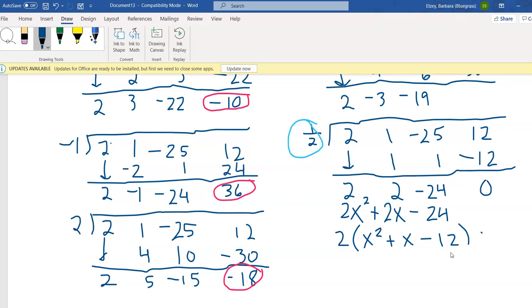And let's now factor the stuff that is in these parentheses. So if I factor x squared plus x minus 12, factors of negative 12 that add to 1 will be x plus 4 and x minus 3. Now that we've got that factored, we can pull their zeros out. We have a 0 of negative 4. We have a 0 of positive 3. And then let's not forget, as we list our zeros, that our other 0 is 1/2.